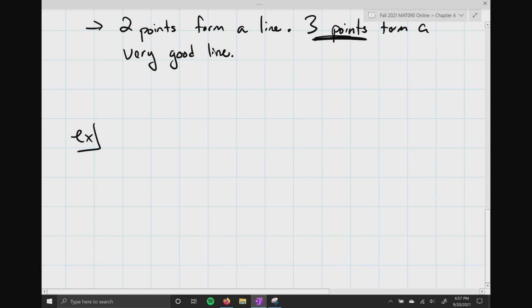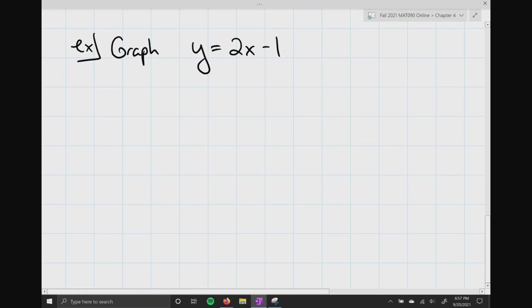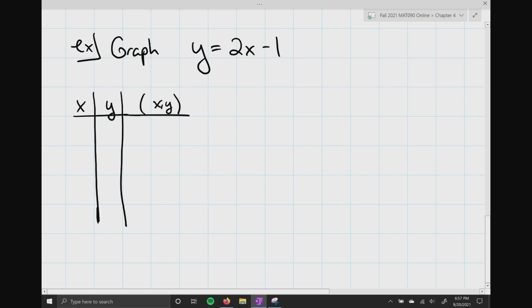So if the example is graph y equals 2x minus 1, what I need are 3 points. So we know that we can create a table and we can go in and graph, but the question becomes, well, what do we use? The answer to that is whatever you want. Now, sometimes you're going to be clever about what values we pick, but I'm just going to go ahead for this one. It's very simple. I will let you know when we have to get clever.